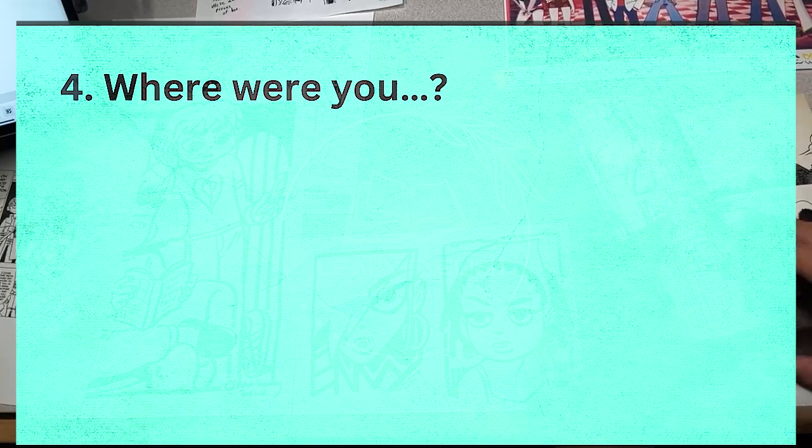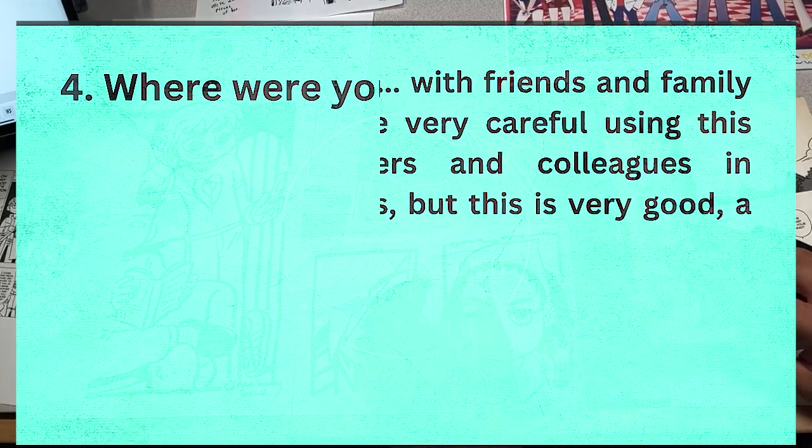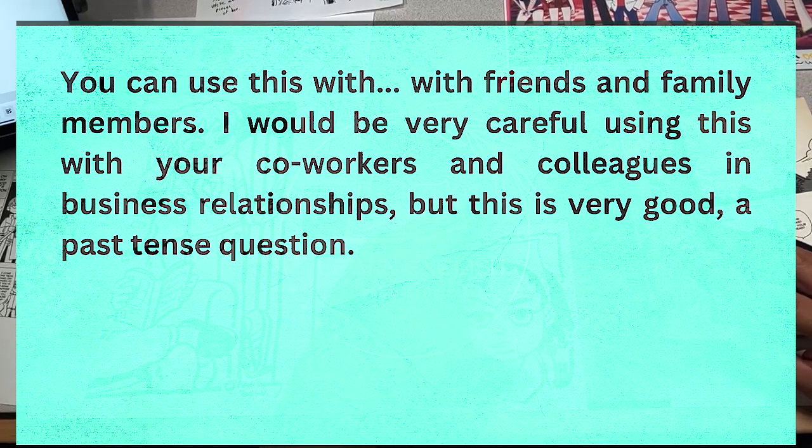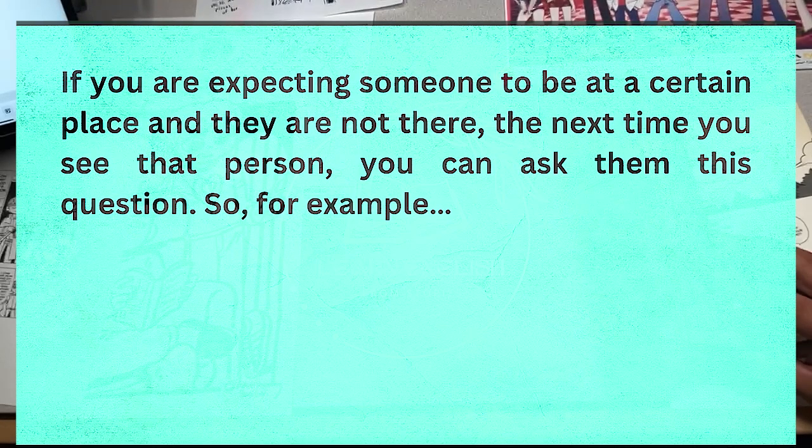4. Where were you? You can use this with friends and family members. I would be very careful using this with your coworkers and colleagues in business relationships, but this is a very good past tense question. If you are expecting someone to be at a certain place and they are not there, the next time you see that person, you can ask them this question.